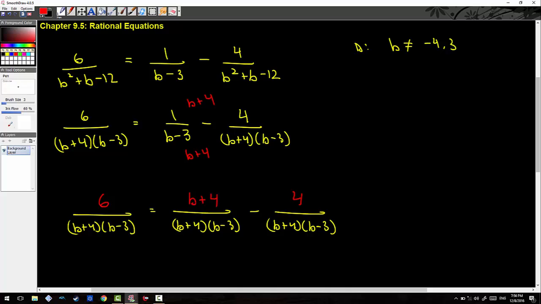And now that my denominators are all the same, I can go ahead and disregard them, leaving us with 6 equals b plus 4 minus 4. Well, that's kind of cool. The 4's knock each other out, and you get b equals 6. Does that run interference with the original domain? It does not. So b equals 6 is a solid answer.